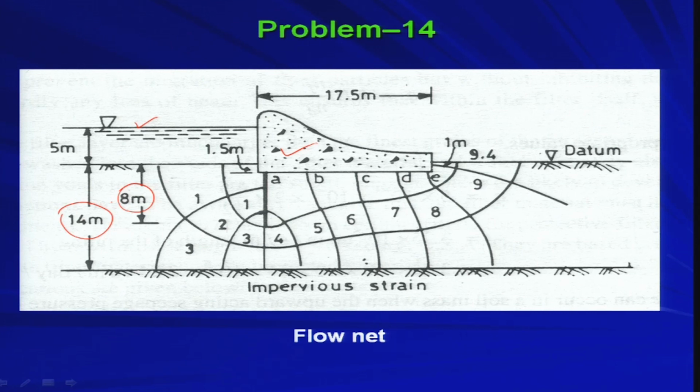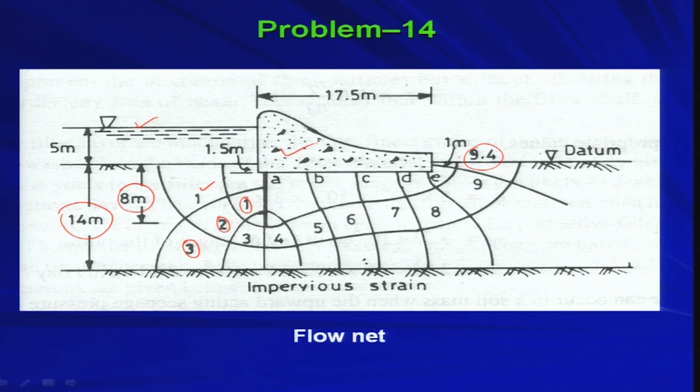So, you have basically 1, 2, 3, so 3 flow channels, whereas you have 1, 2, 3, 4, 5, 6, 7, 8, 9, and 9.4 potential drops.